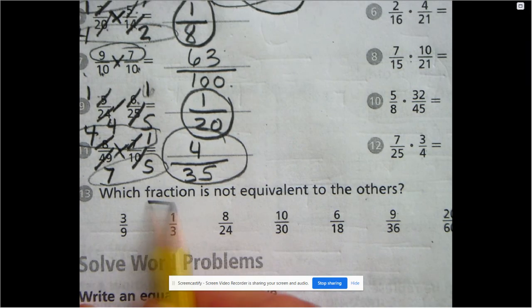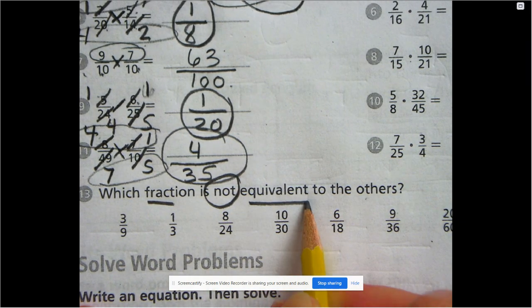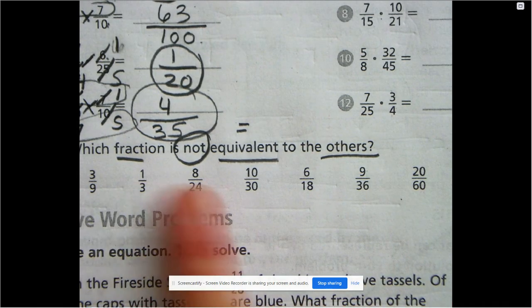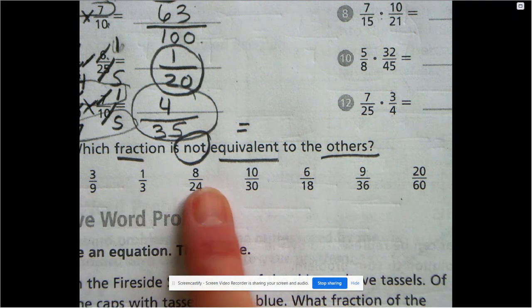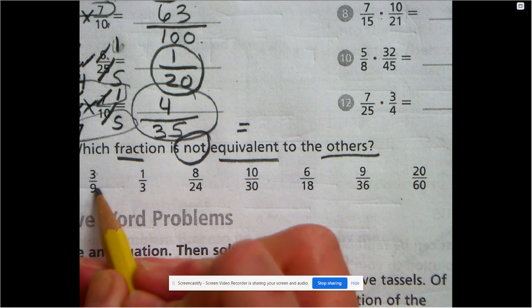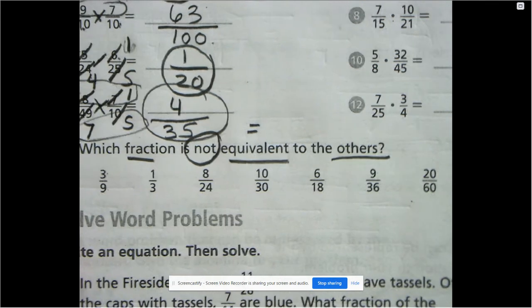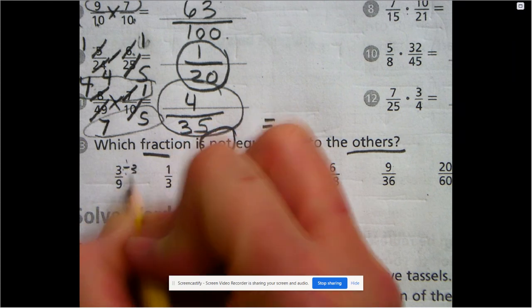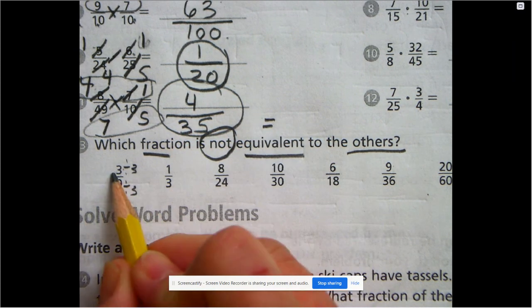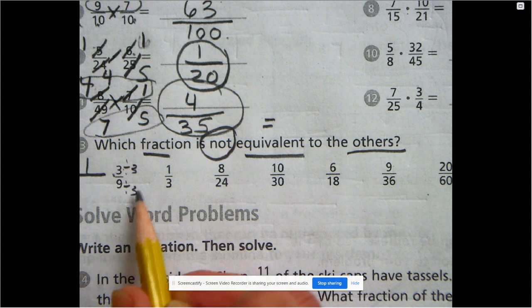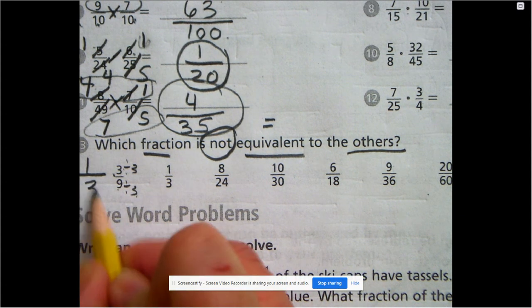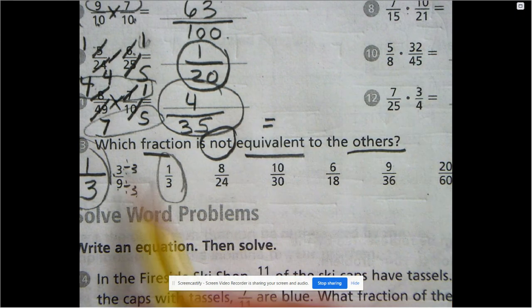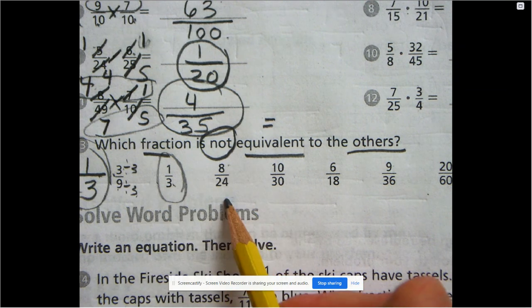Which fraction is not equal to the others? Well, I need to go through each one to simplify to see what I get. What does 3 and 9 both share as a factor? Yes, 3. So I'm going to divide by 3. 3 goes into 3 one time. 3 goes into 9 3 times. 1/3. These are equal. What about this guy?